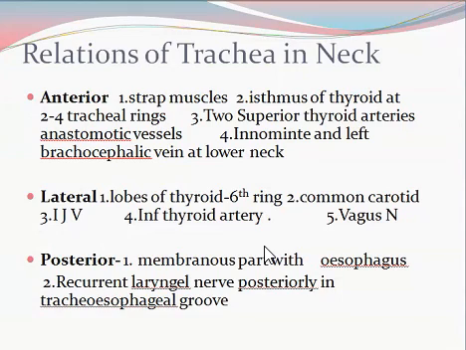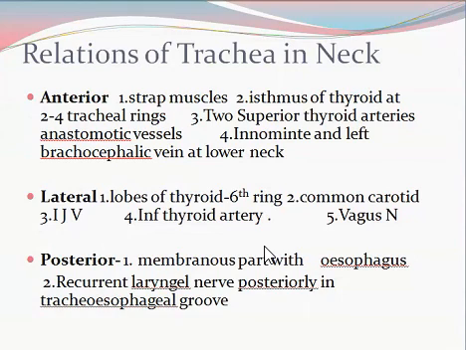Laterally, you have the lobes of the thyroid, normally up to the sixth ring. Then the common carotid is also placed laterally. The internal jugular vein is also placed laterally, and also the vagus nerve. Inferior thyroid artery and vagus nerve, all these come laterally. One is the lobe of the thyroid. Second is the common carotid artery and internal jugular vein, and from the common carotid you will get the inferior thyroid also. Then the vagus nerve is also present.